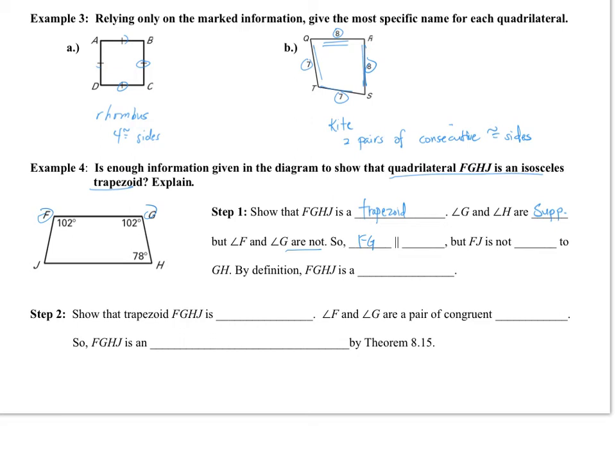So FG is parallel to HJ, but FJ is not parallel to GH. So we have to show that FG is parallel to JH and FJ and GH are not. So by definition, FGHJ is a trapezoid.